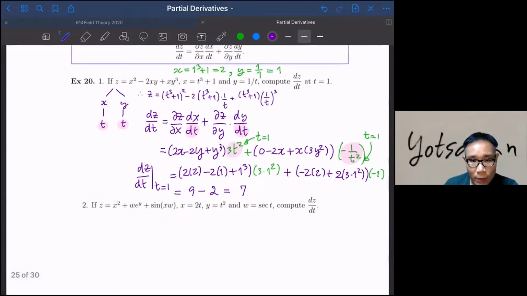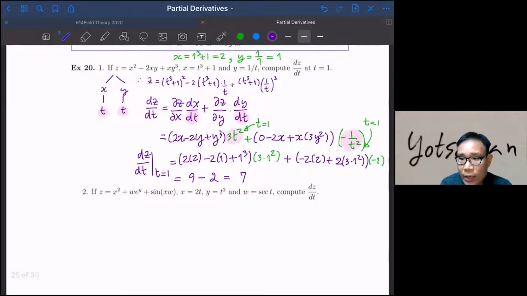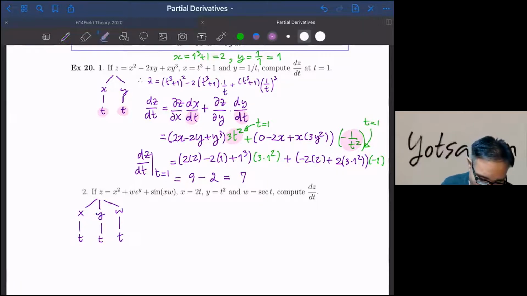For the second one, z is a function of x, y, and w, so it's three functions. Let me draw the diagram. You have x, y, w, where x equals 2t, y equals t squared, so y is a function of t as well, and w is also a function of t. So z is a function of three variables x, y, and w, which are functions of t. At the end, z turns out to be a function of t.